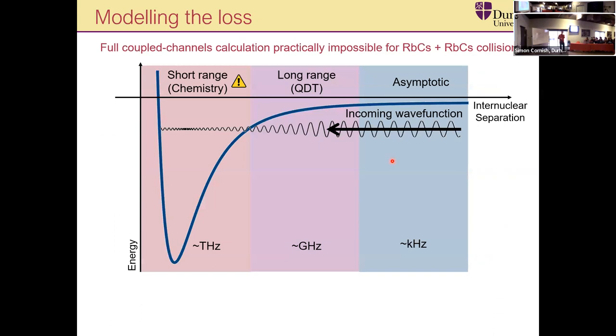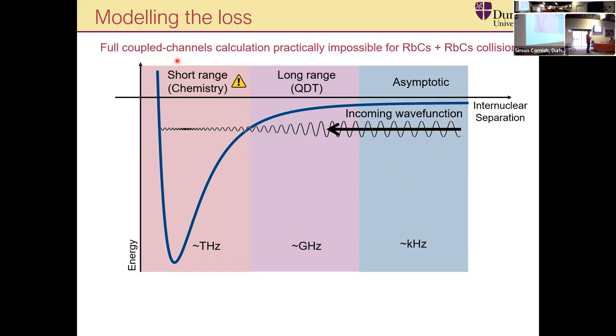So I'm going to introduce the y parameter, or the simple parameterization of the loss, to get some insight into this. As we've learned, doing state-of-the-art full coupled channel calculations, particularly on a molecule like rubidium cesium, is at the moment not going to happen. It's a non-starter.